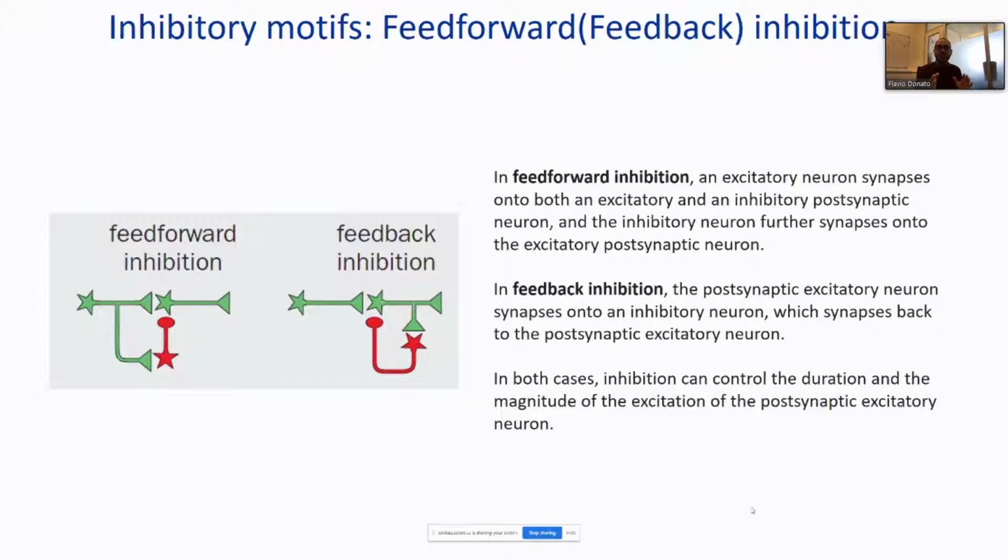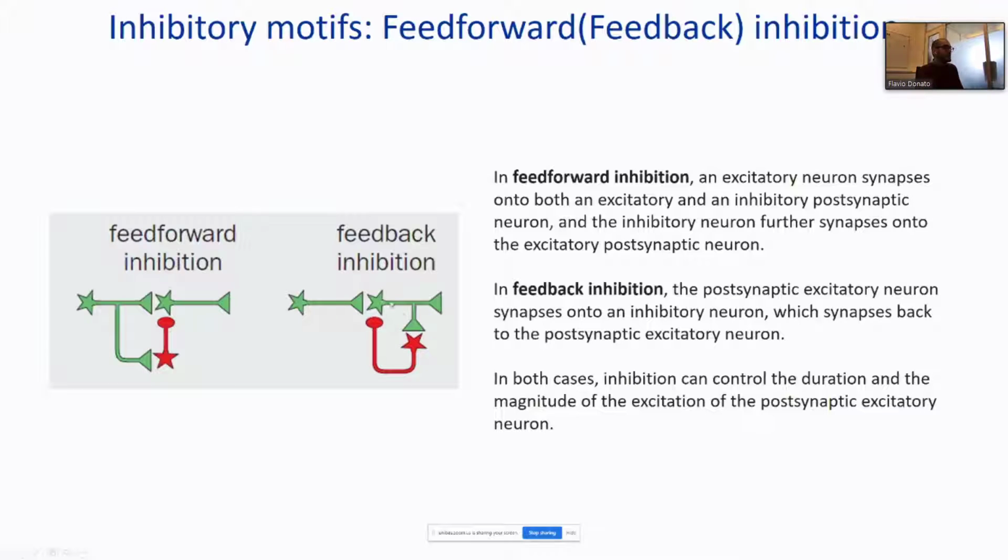But this is just a conjecture and hypothesis that our lab and many other labs in the world are testing at the moment. Anyway, we have the same type of terminology as before, feed-forward and feedback, but this time applied to inhibition. Feed-forward inhibition is a connectivity motif in which you have an excitatory neuron that activates a postsynaptic neuron, and at the same time activates an interneuron that inhibits the postsynaptic neuron.